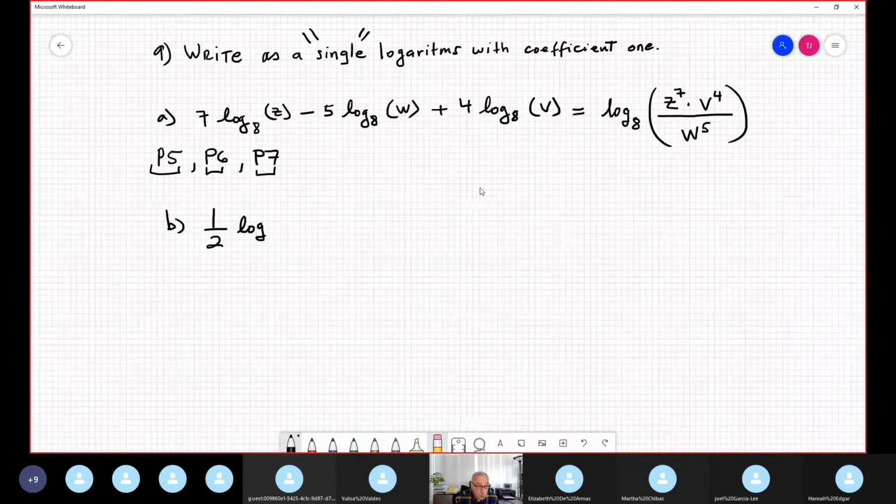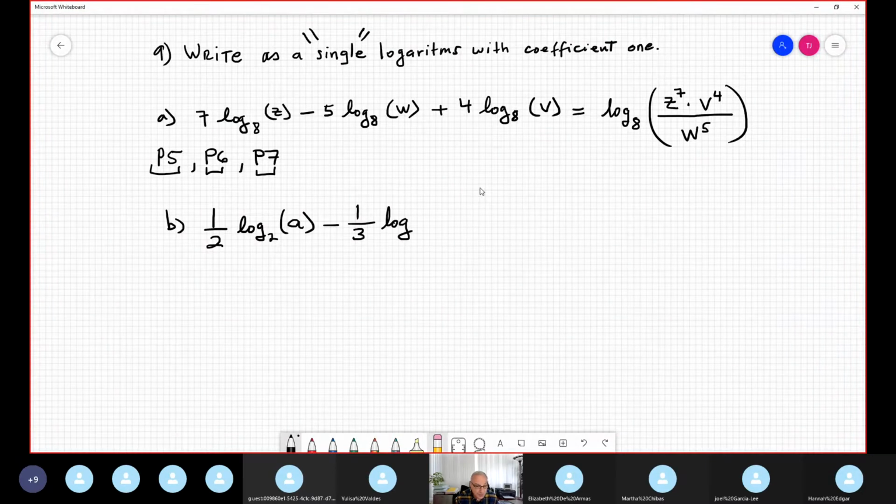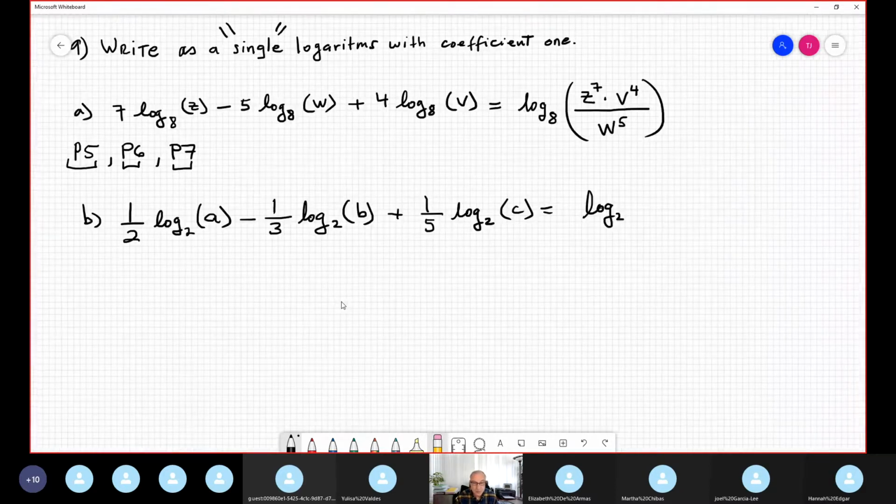Logarithm base 2 of A minus 1/3 logarithm base 2 of B expression plus 1/5 logarithm base 2 of C. Well, it's similar. You condense it in only one logarithm base 2 of, okay, A.